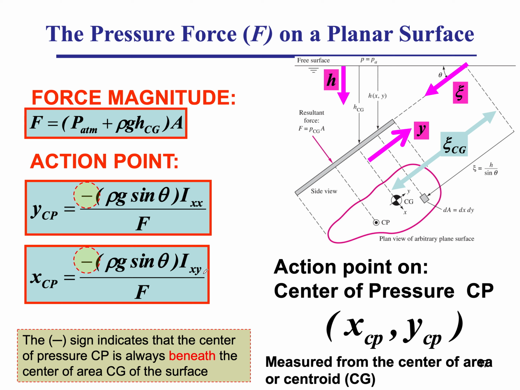But this IXY can be positive or negative. This could be to the left or to the right. But since everything here is positive, the YCP is always at a higher depth than the center of gravity. So we found the force magnitude, the net force magnitude due to the distributed pressure force, and we found its action point.